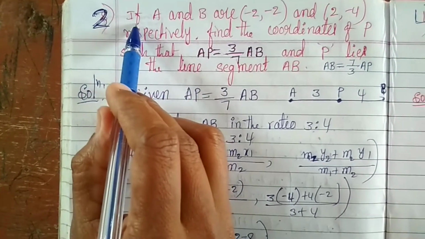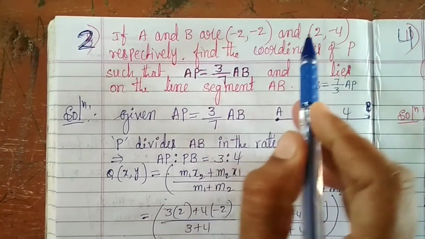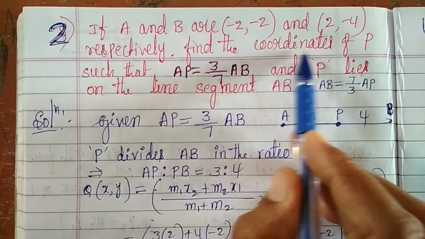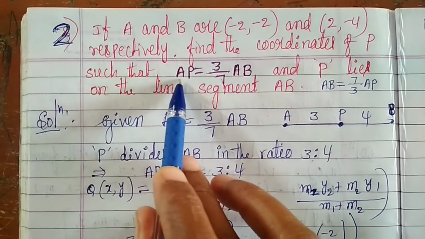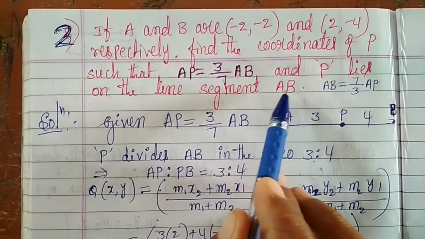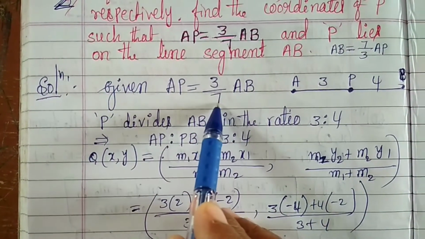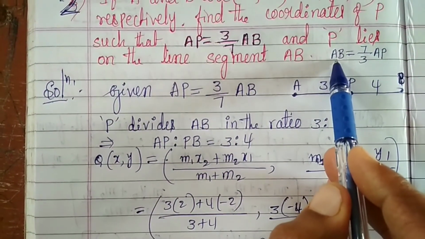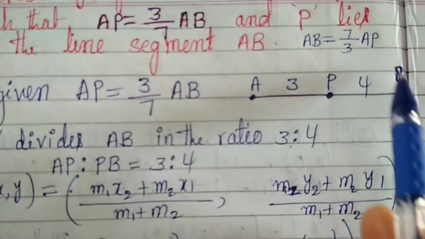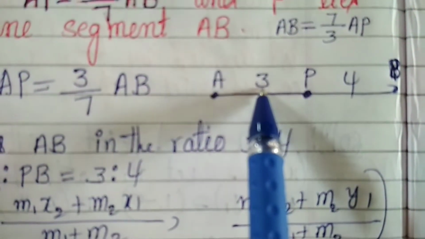Second, if A and B are -2, -2 and 2, -4 respectively, find the coordinates of P such that AP is equal to 3/7 AB and P lies on the line segment AB. Solution: given AP is equal to 3/7 AB, also AB is equal to 7/3 AP. So look at this figure, children. P divides AB in the ratio 3:4.